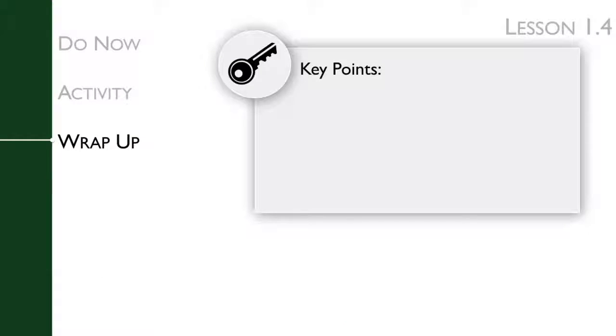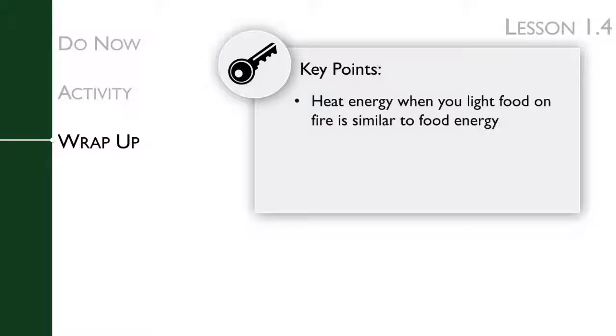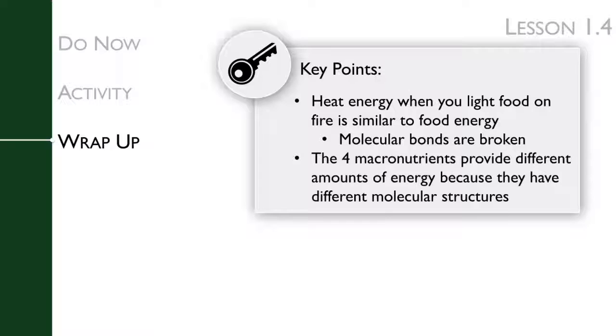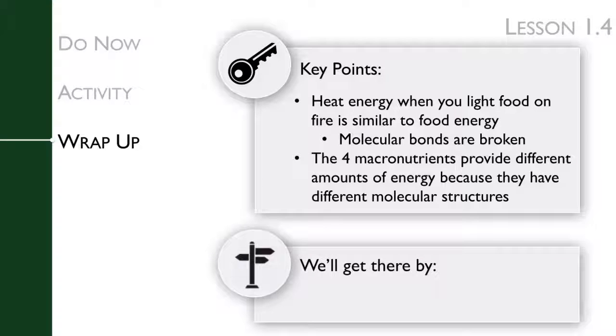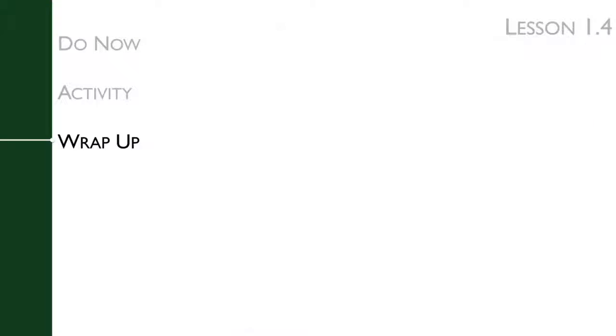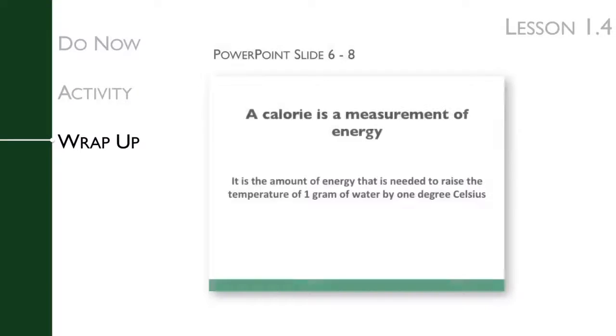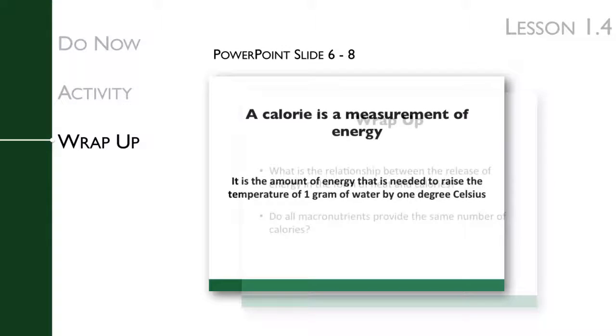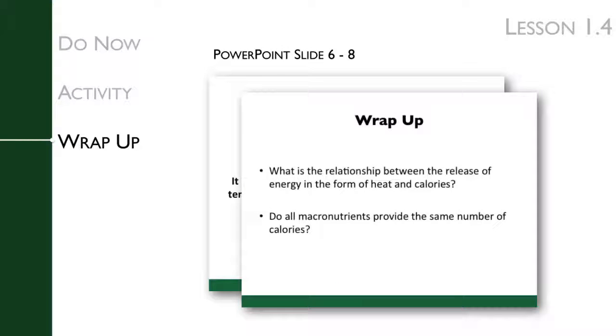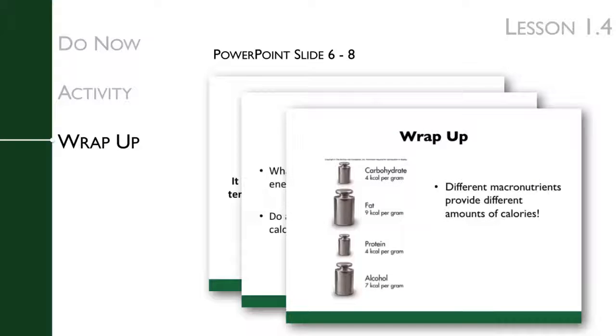The key points of this lesson's wrap-up are that heat energy when you light food on fire is similar to food energy used in our bodies because molecular bonds are broken to release that energy in both processes. The 4 macronutrients provide different amounts of energy because they have different molecular structures. We'll get there by having a Socratic discussion with the students. We'll summarize the lab by providing the definition of a calorie and probing the students to connect what they learned in the lab to the number of calories in various macronutrients.